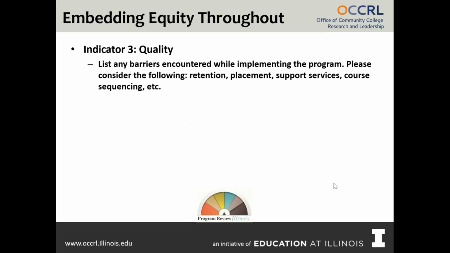When embedding equity throughout the program review process, it is essential that you recognize students' race and other aspects of their social identity. For example, in this particular question, looking at barriers encountered while implementing the program, your response should consider retention, placement, support services, course sequencing, etc. Are you considering how certain policies at the institution may harm racially minoritized students?